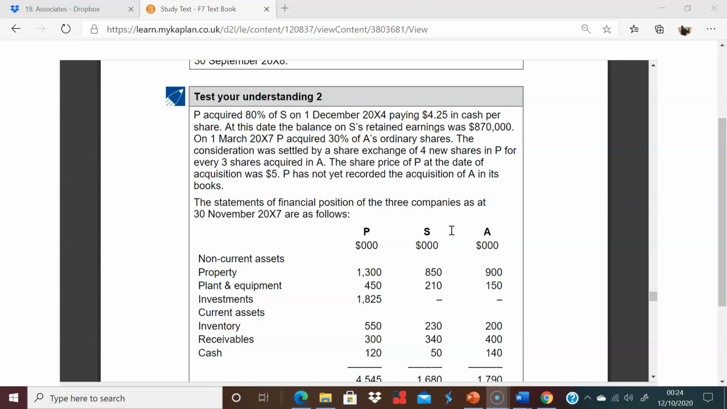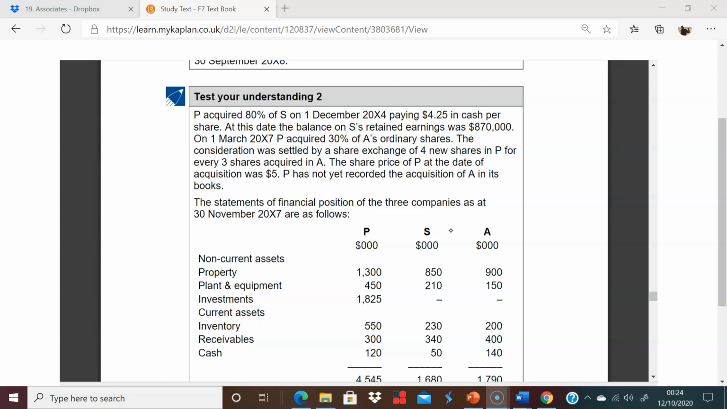Right, on the 1st of March, which is what was sneaky I felt about this question, P acquired 30% of A's ordinary shares. So you've had the shares for 9 months. If you look at the year end, it is the 30th of November 2007. This just means that when you're thinking about the profit for the period, it's not a 12-month period. Remember, with the associates, you get a share of their profits post-acquisition. So your post-acquisition is really a 9-month period.